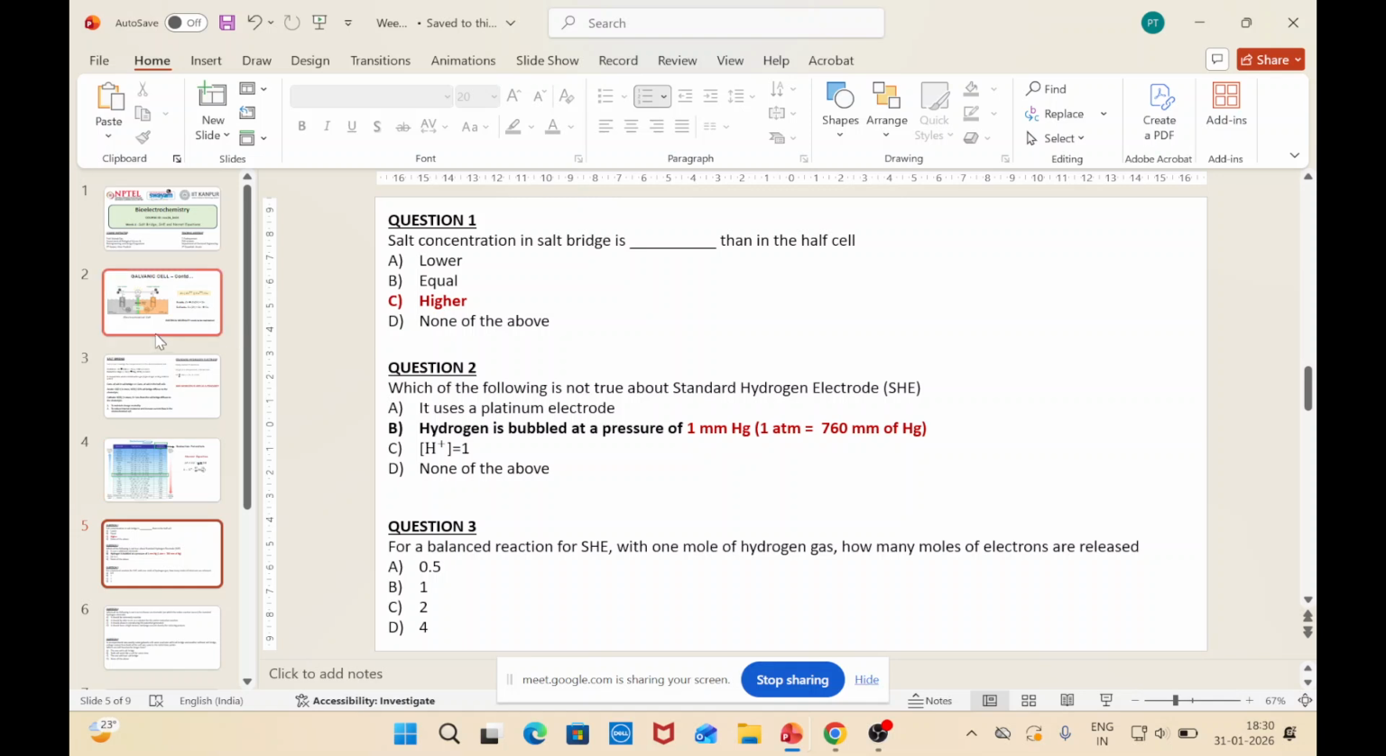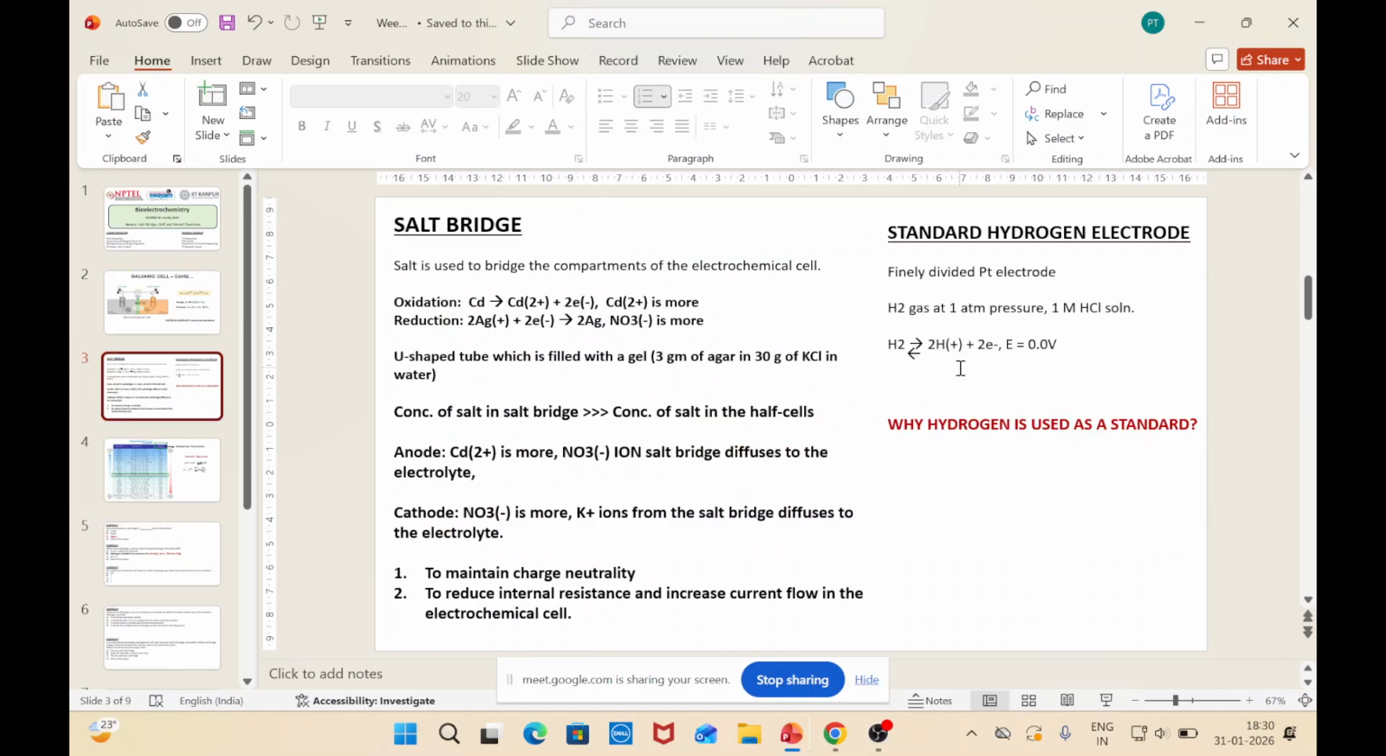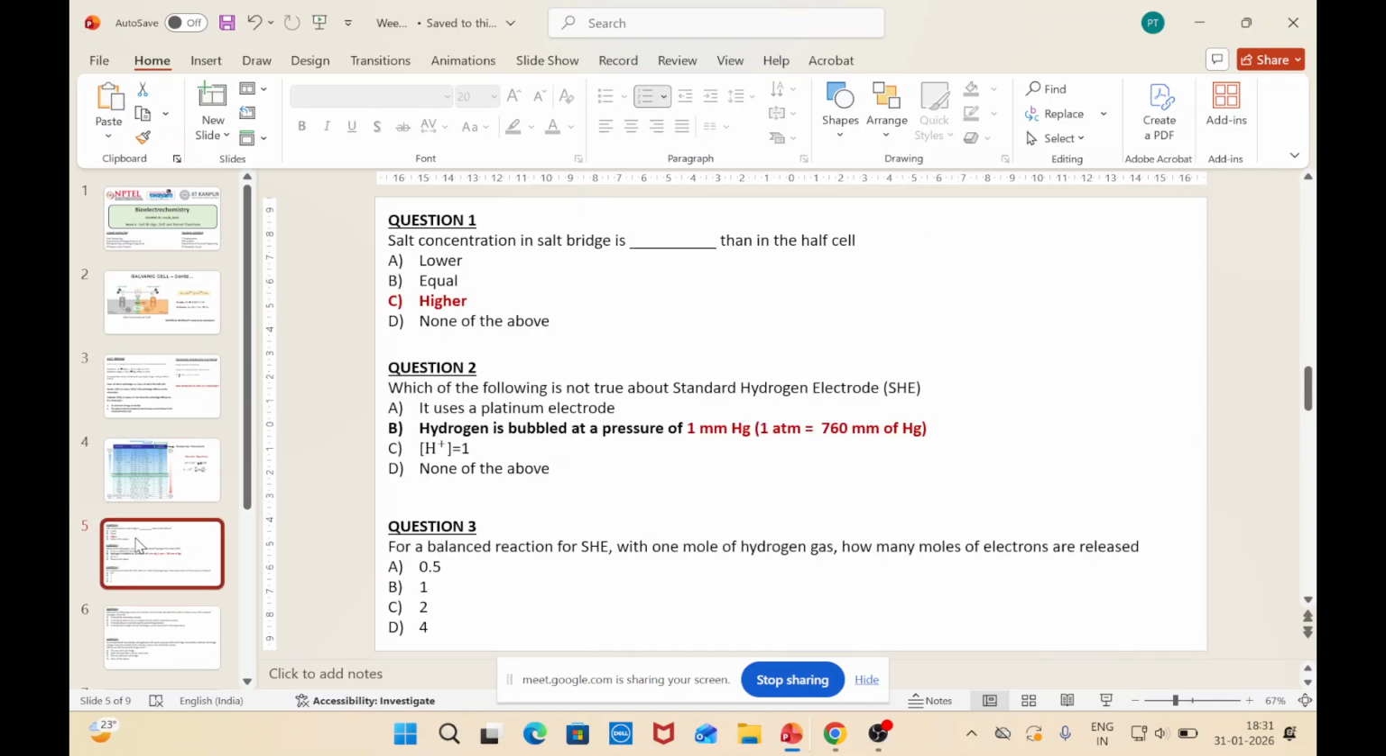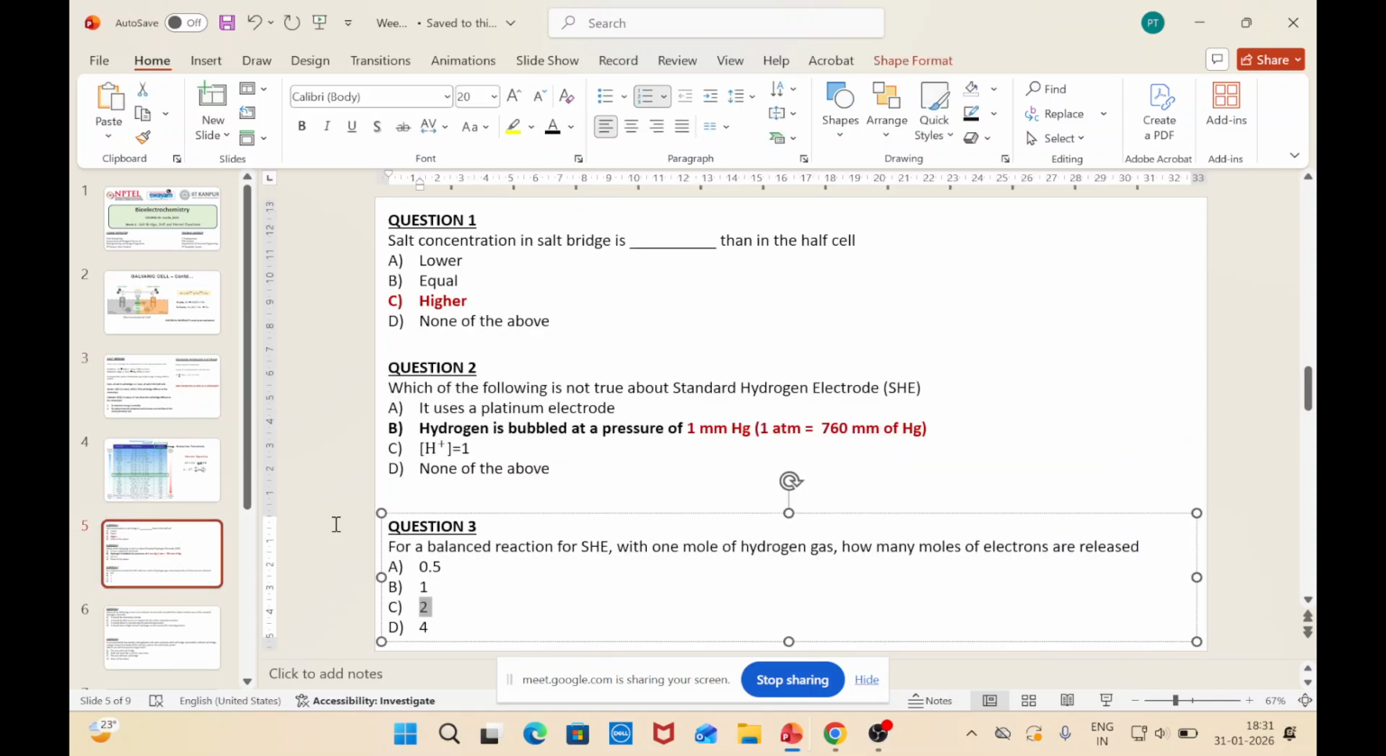So this is the reaction, right? H2 gives 2 H plus plus 2 electrons. So for 1 mole of H2 gas that is going to be purged through the platinum electrode surface, 2 moles of electrons will be released. So option C.